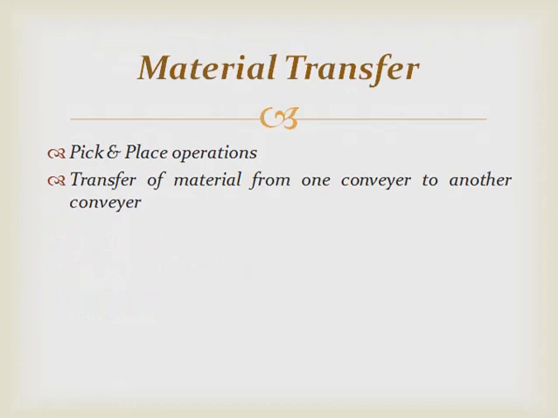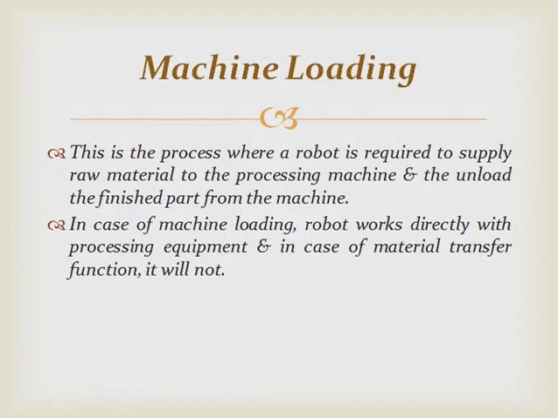Initially we'll consider material transfer. As the name indicates, we need to transfer the material from one place to another, and this work will be done with the help of robots. We can also call this type of operation a pick and place operation. For transfer of material from one conveyor to another conveyor, you will find the application of robots. Very easily we can transfer the material from one conveyor to another.